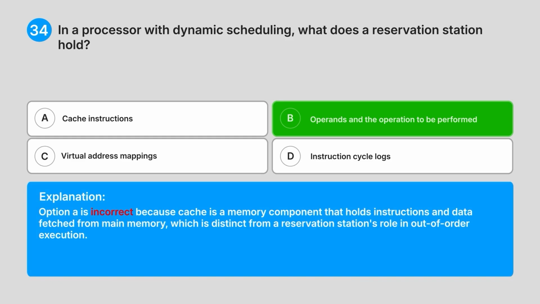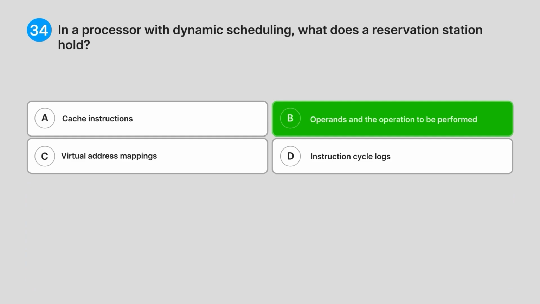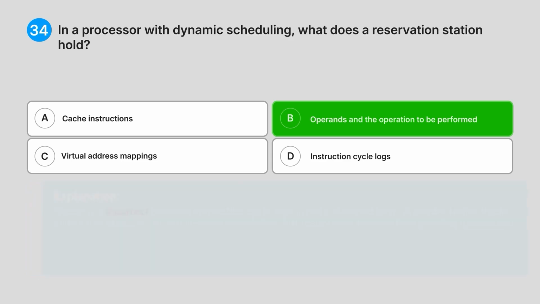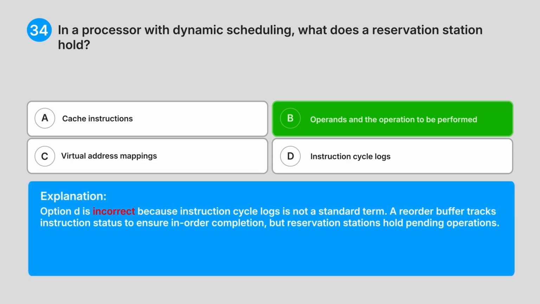Option A is incorrect because cache is a memory component that holds instructions and data fetched from main memory, which is distinct from a reservation station's role in out-of-order execution. Option C is incorrect because virtual address mappings are stored in the page table and cached in the translation look-aside buffer, or TLB. Option D is incorrect because instruction cycle logs is not a standard term. A reorder buffer tracks instruction status to ensure in-order completion, but reservation stations hold pending operations.